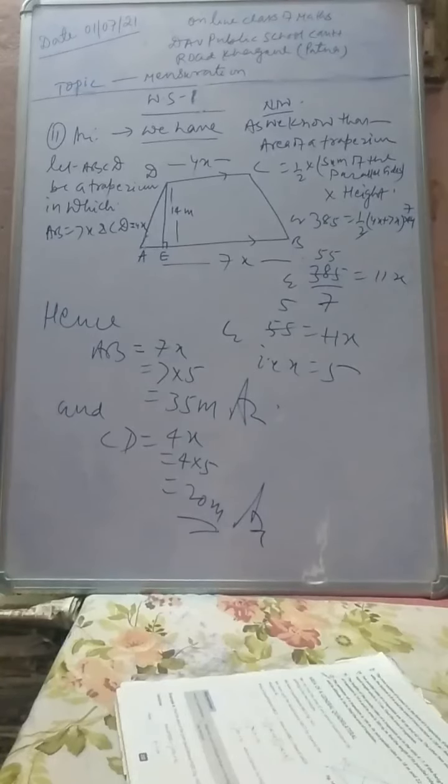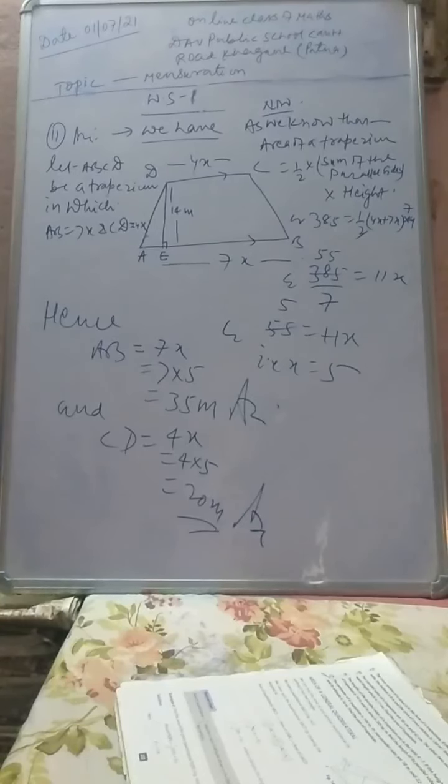Area of trapezium ABCD becomes equal to half into the sum of the parallel sides into height. Or 385 is equal to 1 by 2 into 4x plus 7x into 14, because height is given as 14 meter. Or 385 by 7 is equal to 11x. Therefore, 11x is equal to 55. That is, x is equal to 5.